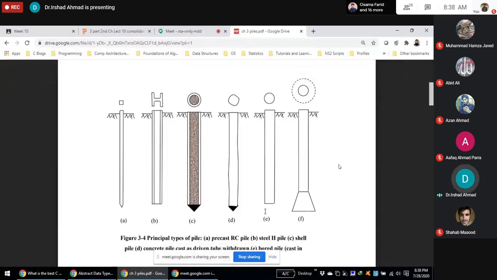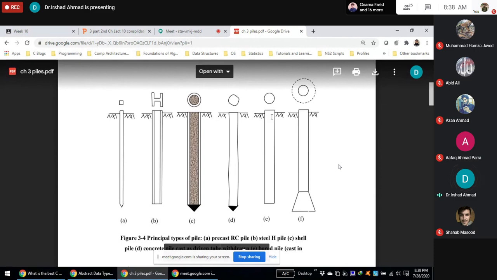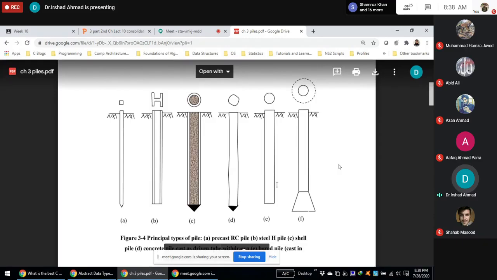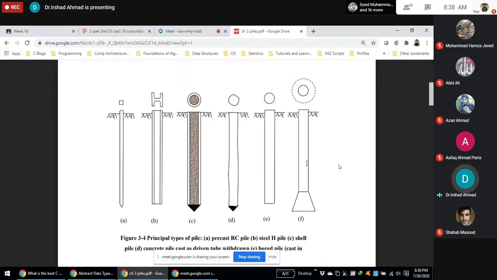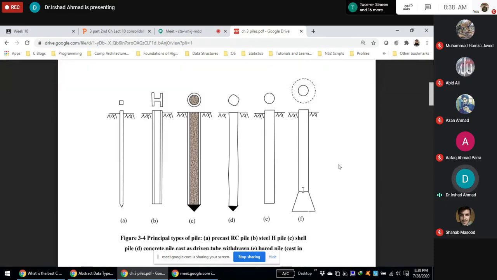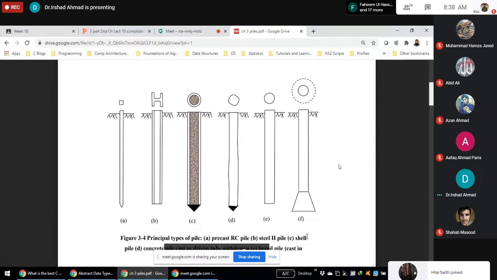This one is a circular concrete pile, but this is a board pile because you have made a borehole and then you have put in concrete. This is also, the last one is also a board pile, with the difference that the end of this is enlarged. It is called under-reamed pile. The reason you have enlarged the base is because you have firm soil here and you want to increase the area of the base of the pile so that you can achieve the maximum end bearing resistance.